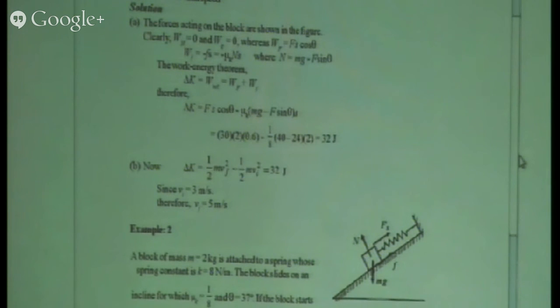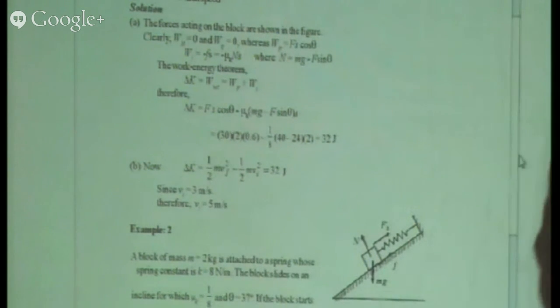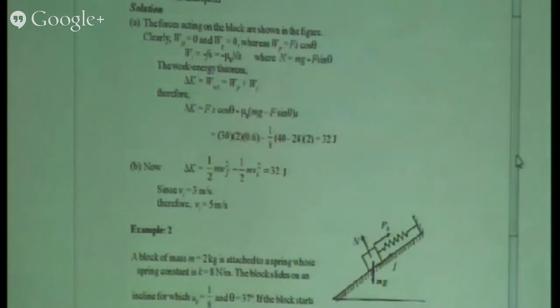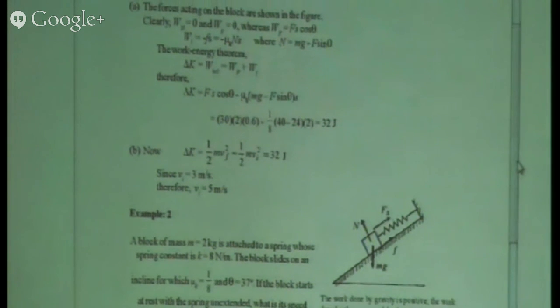So one part of the answer is to find the change in kinetic energy, and find the final velocity. To find the final velocity, we know that the initial velocity is given. You don't have to use the formula v is equal to u plus at. When the initial velocity is given, the initial kinetic energy can be calculated. Change in kinetic energy we know. So final kinetic energy will be change in kinetic energy plus initial kinetic energy. So Vf can be found. Okay, we have one more example.